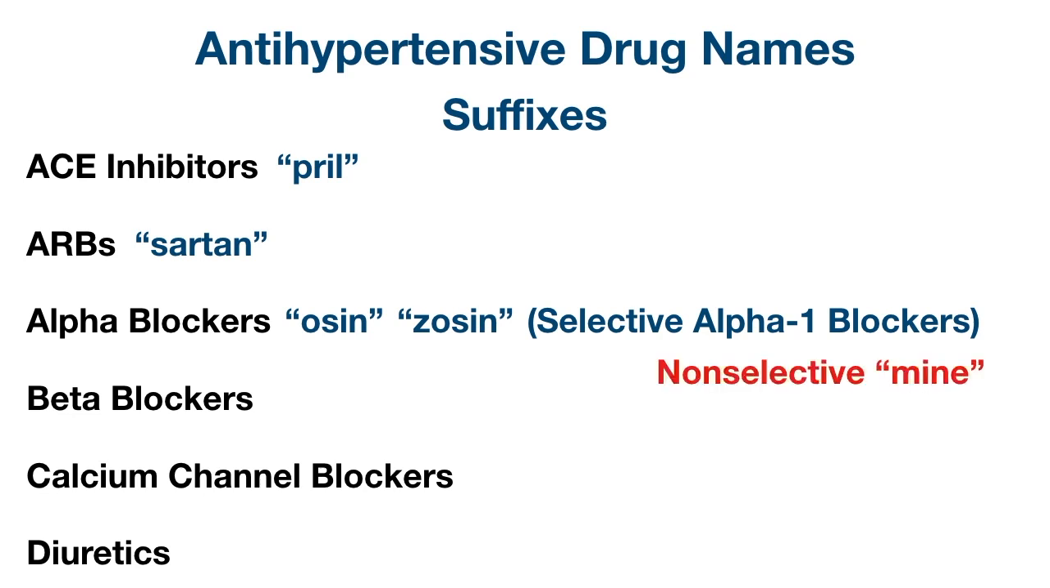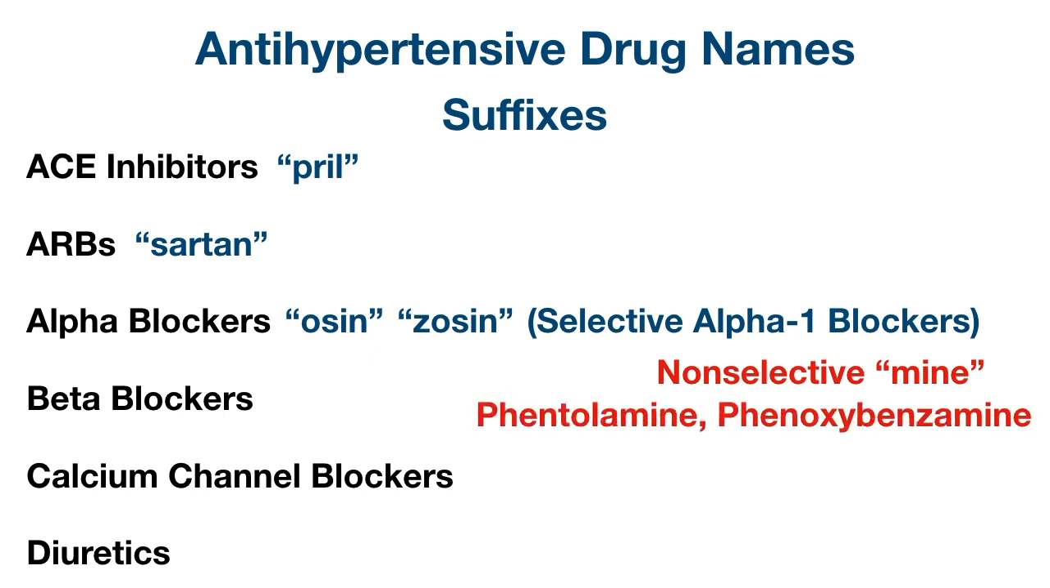There are also non-selective alpha-1 and alpha-2 blockers, and they typically end in mine. Some examples include phentolamine and phenoxybenzamine. They're usually considered in treating pheochromocytoma and cocaine-induced hypertension, but since they're used more for catecholamine-induced hypertension, we'll focus on selective alpha-1 antagonists for purposes of this video. The alpha blocker video will go into more detail on both the selective and non-selective types of alpha blockers, so just make sure you're aware that osin applies to selective alpha-1 blockers.